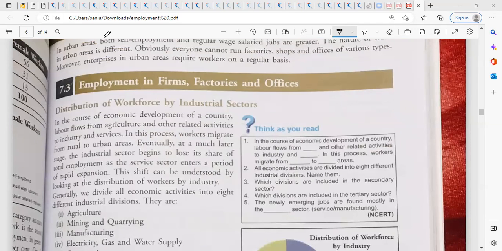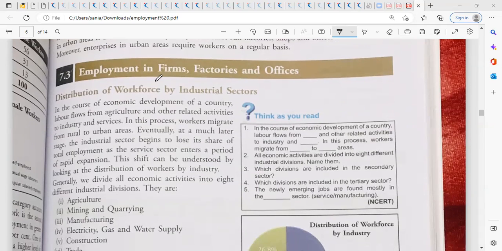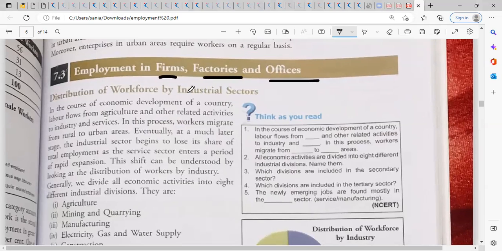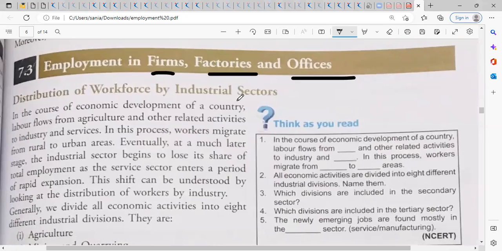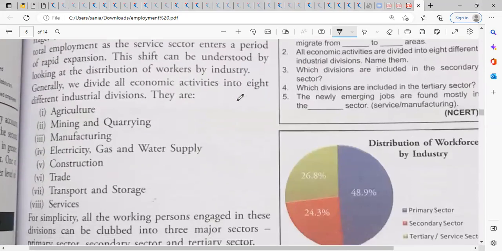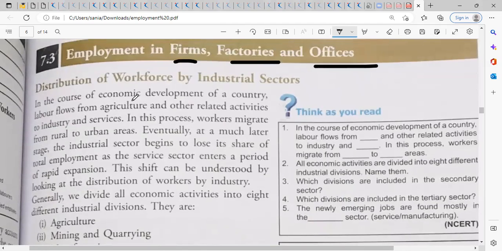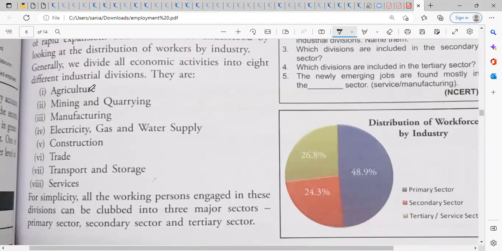Okay, students, let's start with the next topic, which is employment in firms, factories, and offices. So how are people getting work in firms, factories, or offices? Let's see the distribution of workforce by industrial sector, first of all. In industrial sectors, there can be different types of things: people can be engaged in agriculture, mining, manufacturing, electrical, gas and water supply, construction, trade, transport, storage, etc. These are the various areas where they can be working, right?